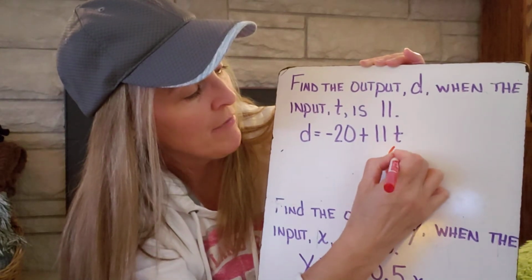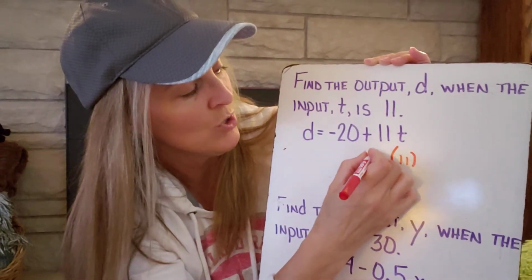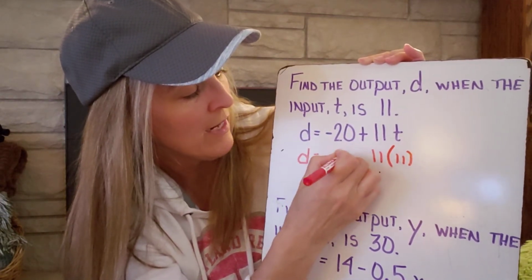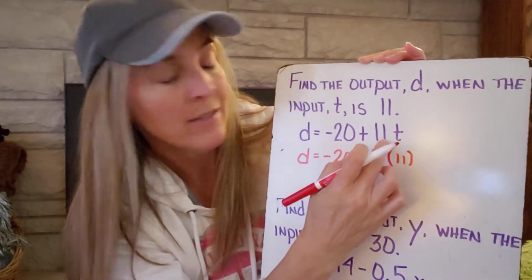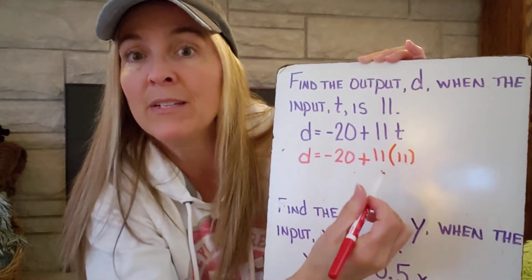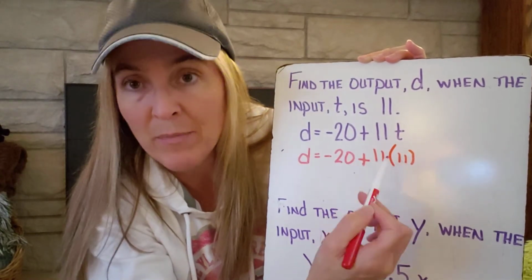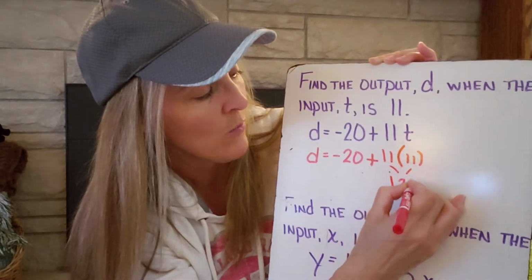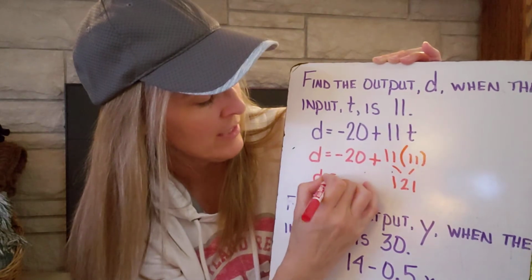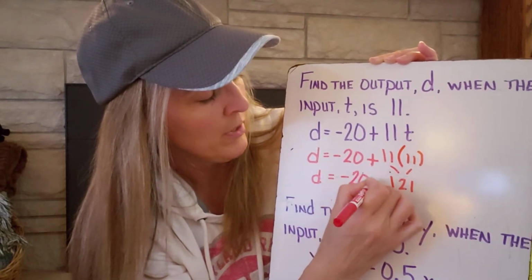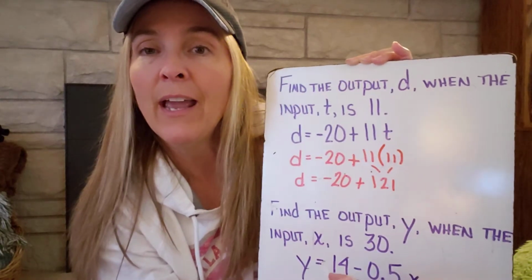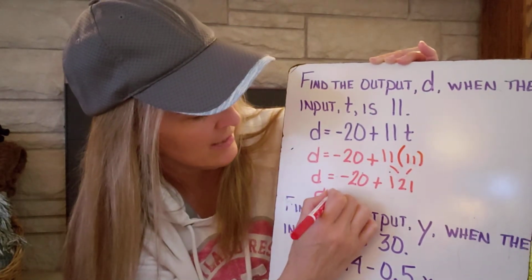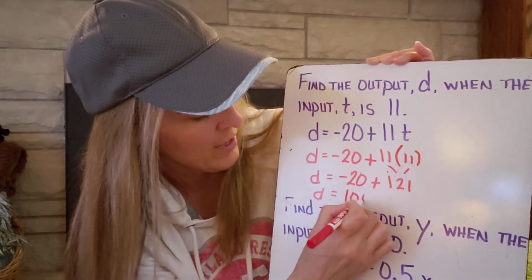If I put 11 right here, it is just a substitution problem, and D is going to equal negative 20 plus 11 times T, or in this case, 11 times 11. Make sure you follow PEMDAS, order of operations. You're going to multiply first. 11 times 11 is 121. And D is going to equal negative 20 plus 121. If you take a negative 20 with a positive 121, you get D is equal to 101.